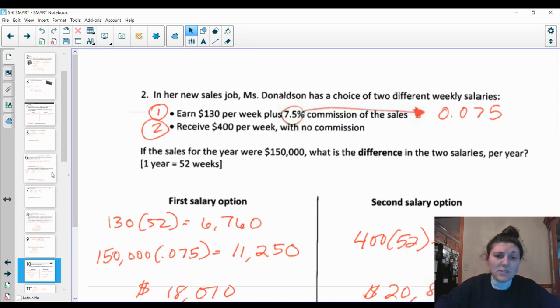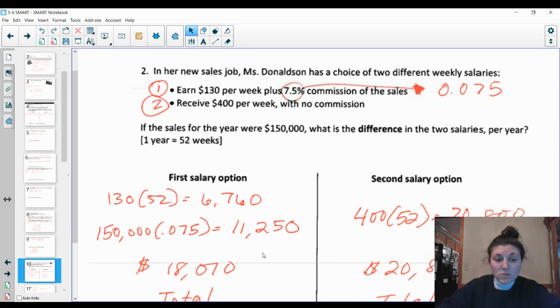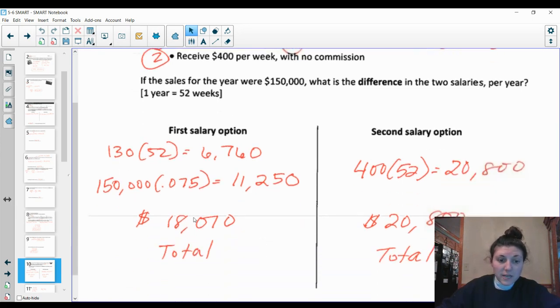Then you have to do the commission. You see that it's $150,000 for sales for the year. So you have to take that whole and multiply by the percent as a decimal, which is 75 thousandths because it's 7.5%. All right. So we get 11,250. We add those together. So the first salary option is $18,070.